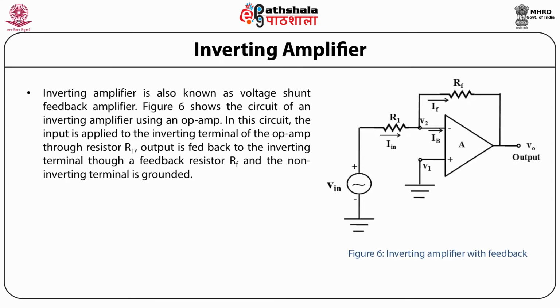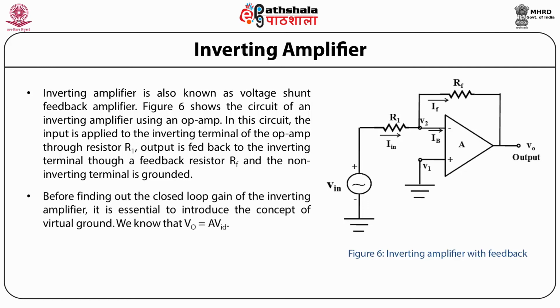Inverting amplifier is also known as voltage shunt feedback amplifier. The figure given below shows the circuit of an inverting amplifier using an op-amp. In the circuit, the input is applied to the inverting terminal of the op-amp through resistor R1. The output is fed back to the inverting terminal through a feedback resistor RF, and the non-inverting terminal is grounded.